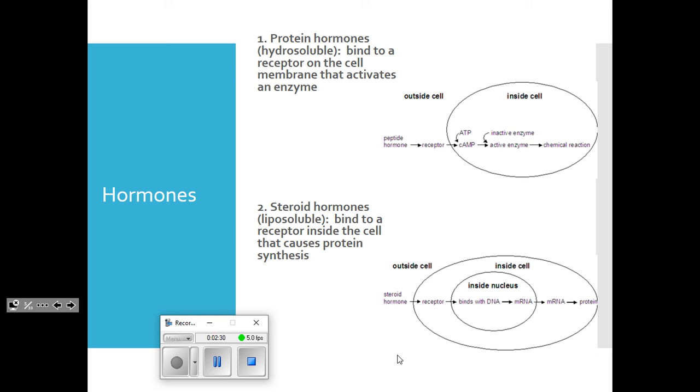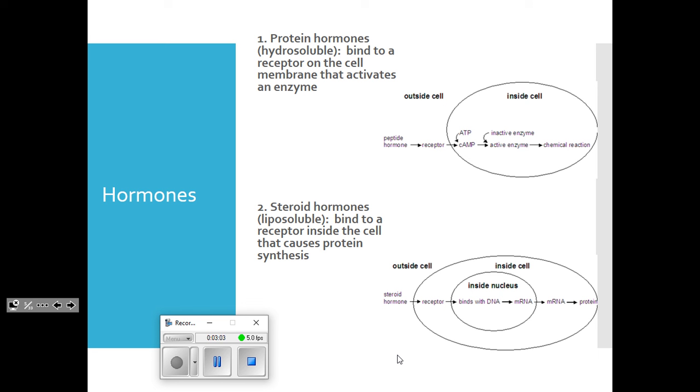These hormones are liposoluble, so they can go through the cell membrane, which means instead of attaching to a receptor outside, they can go right inside the cell. And then typically these types of hormones end up causing protein synthesis. How does protein synthesis work? DNA gets transcribed to mRNA. mRNA gets translated into a protein. We'll review that on our little review cards in a few days.